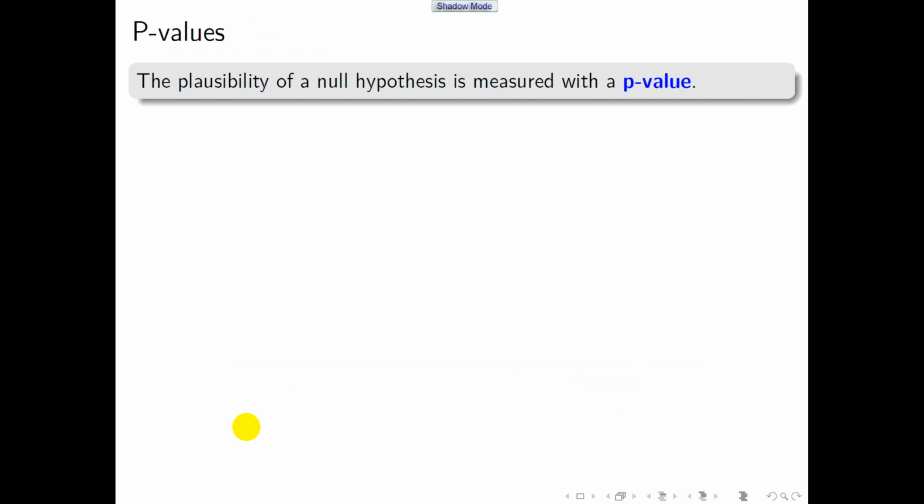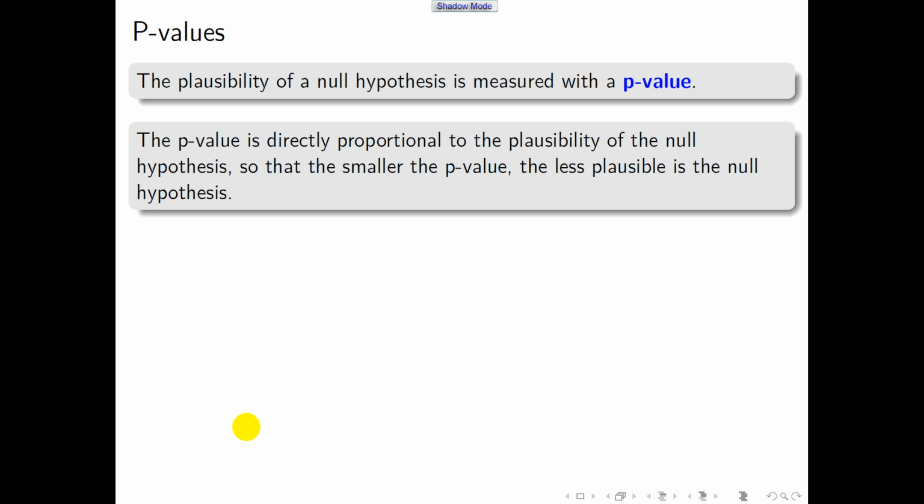Now let's talk about the plausibility of the null hypothesis. We're going to measure this with the p-value. Do you understand what it means, the plausibility? It means if it's possible, how much possible? If the null hypothesis is given, the p-value tells us how much the null hypothesis might be true. Plausibility, you can just Google this. So plausibility means how much the null hypothesis is going to be true.